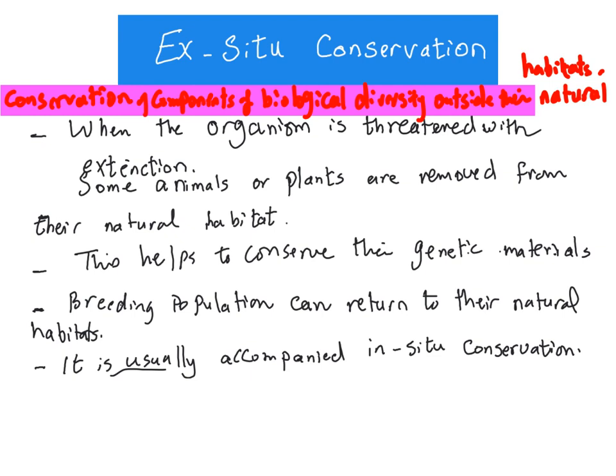And it was proven that after a period of time, the breeding population can return to their natural habitat. So after a period of time, when they increase in number and become successful reproducers, we can reintroduce them in their natural habitat. Normally we are not focusing only on ex situ conservation because it won't be successful unless it's accompanied by in situ conservation. So they go parallel to each other at the same time.